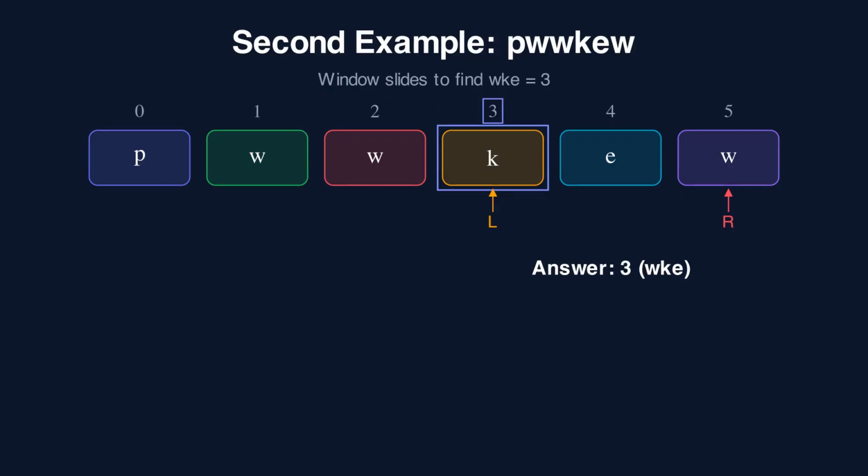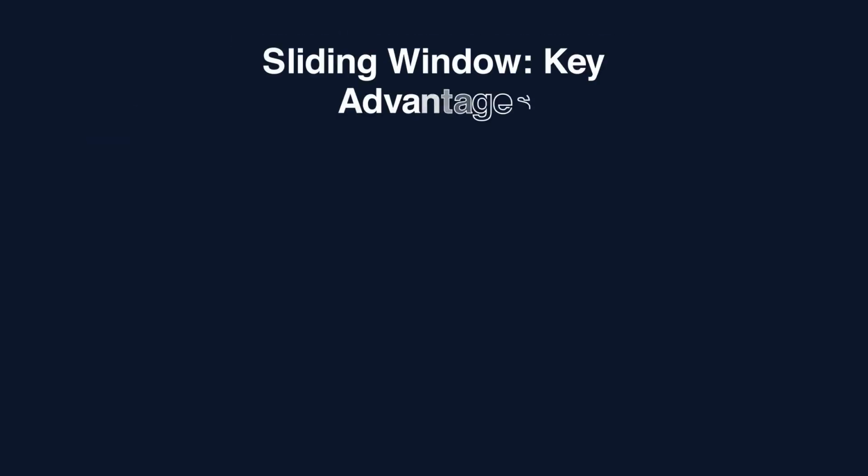The key advantage of the sliding window technique is its efficiency. It reduces the time complexity to O(n), as each element is visited by the right and left pointers at most a constant number of times. The space complexity is O(k), where k is the size of the character set, due to the hash set or map used to track elements within the window.